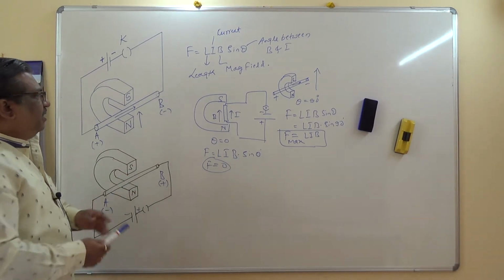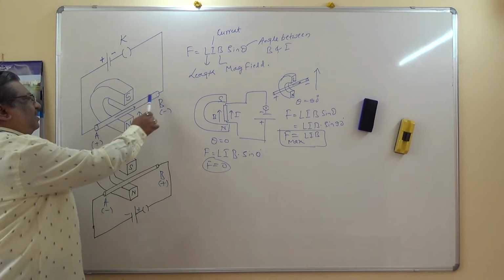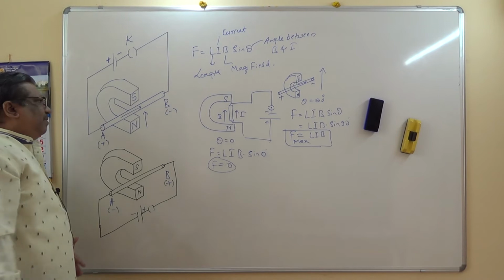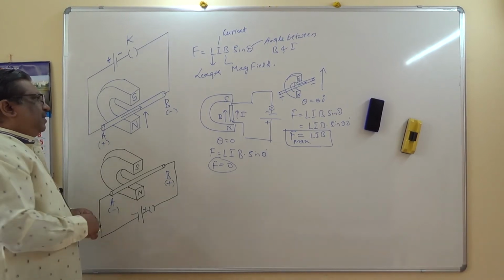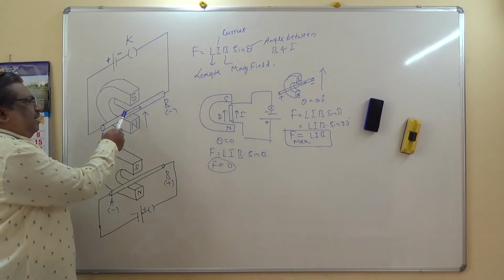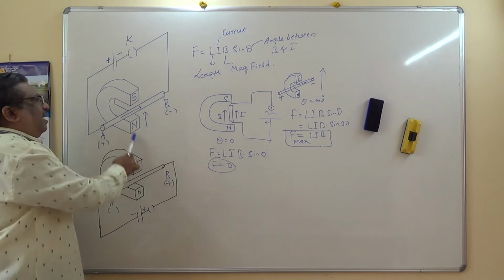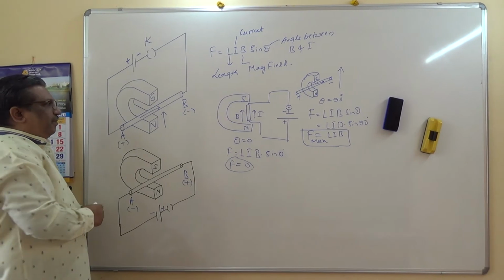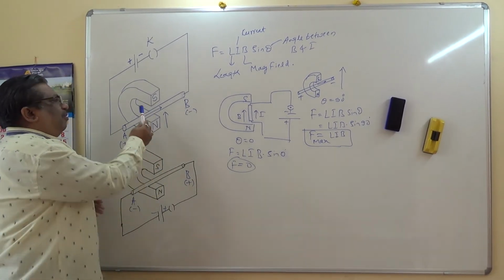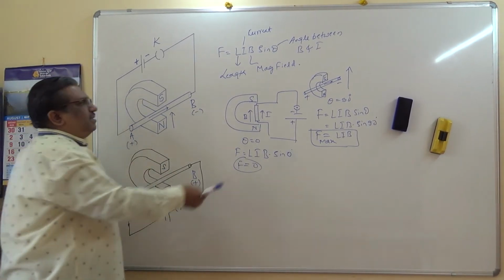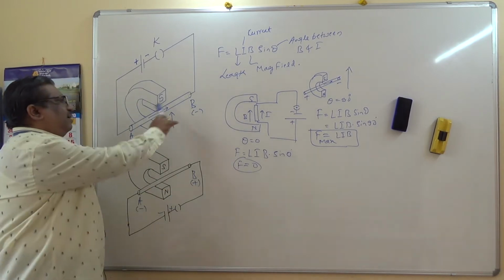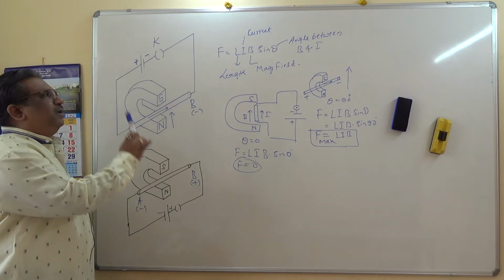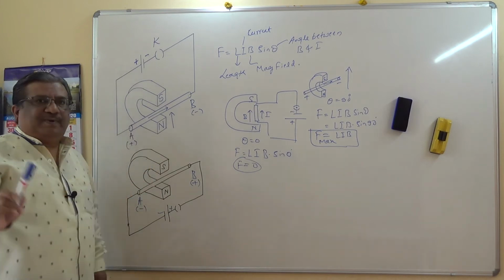So you understood here that the force experienced by the current carrying conductor placed inside the magnetic field is maximum, and it undergoes the maximum displacement when the current and the magnetic field are mutually perpendicular to each other. If both are in the same line, in that case theta will be 0 and the conductor will not experience any force. I hope up till now you have understood this very clearly.